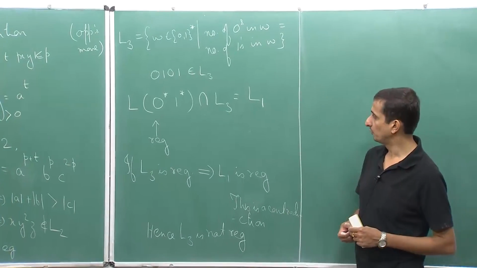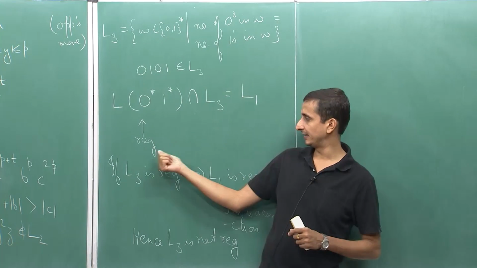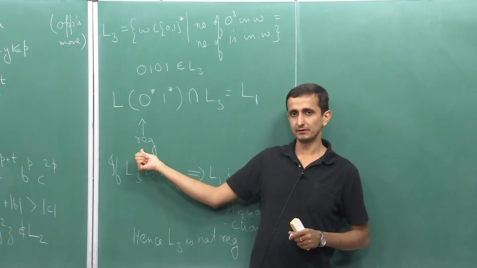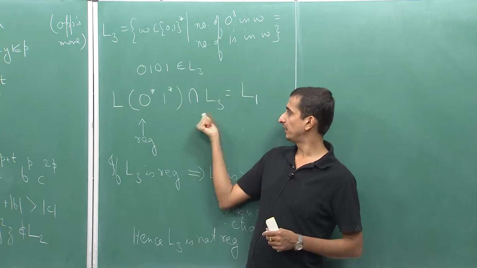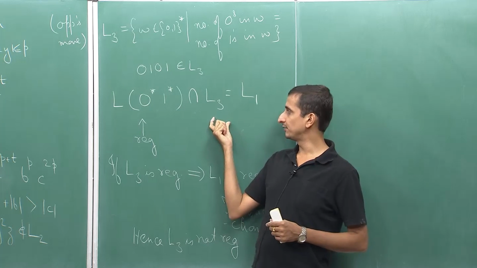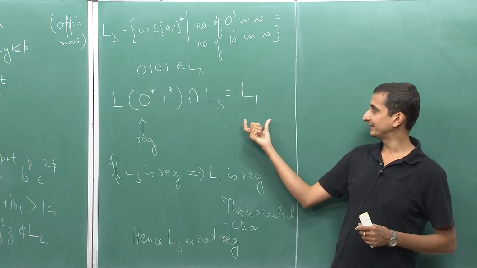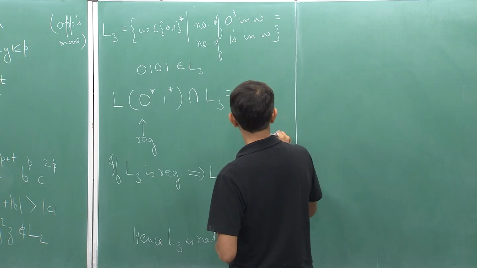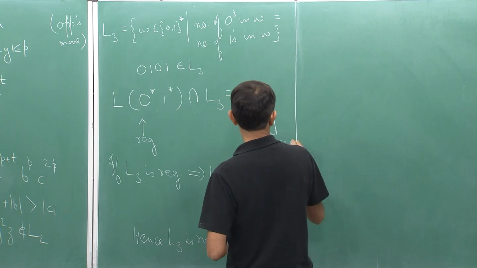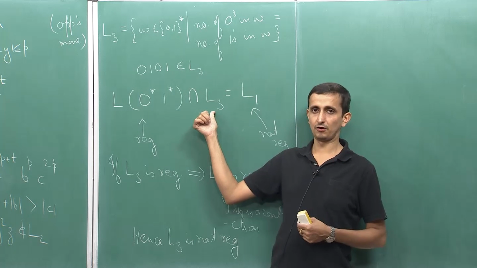Here I want to make a point. To prove that a language is not regular, what we are doing is taking another regular language, looking at the operation between our given candidate language and this regular language, and showing that we get some other non-regular language. This one we know is not regular, and this allows us to prove that L3 is not regular.